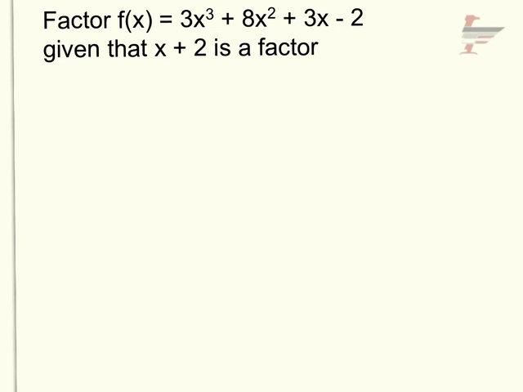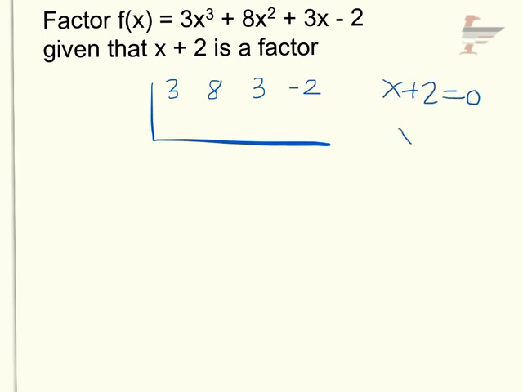Okay, this is another review one. So it says factor the following cubic given that x plus 2 is a factor. So I know this is cubic, and I know I have one factor, which means I have two more that I need to find. So I'm going to again do synthetic, and I can because that's linear. So 3x cubed plus 8x squared plus 3x minus 2. And I'm going to divide by negative 2 because that's the solution. So carry down, multiply, add, multiply, add, multiply. And of course I get a 0 remainder, which I should because that's a factor.